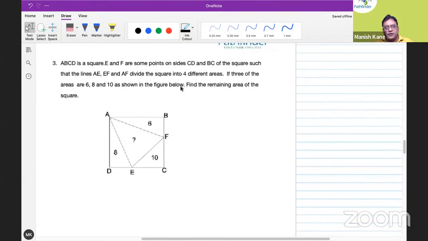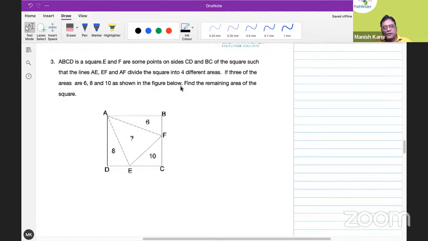Let us try to see this one. This is a square again. E and F are some points on sides CD and BC of the square such that lines AE, EF, and AF divide the square into 4 areas. If 3 of the areas are 6, 8, and 10, then you have to find this area. Again, I'll give you 2 minutes. Let's see how many of you can approach this question.